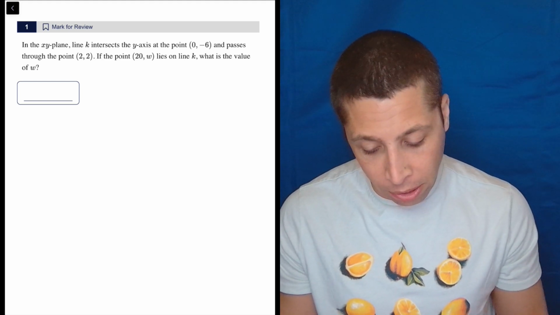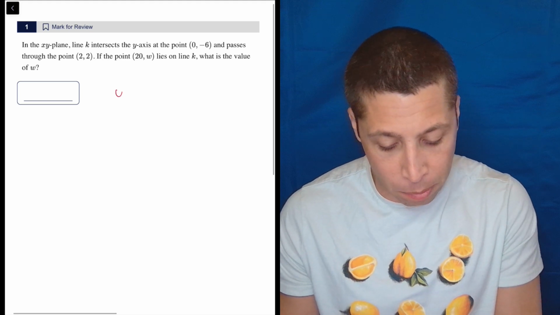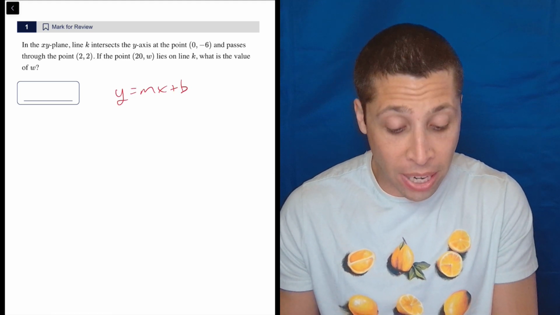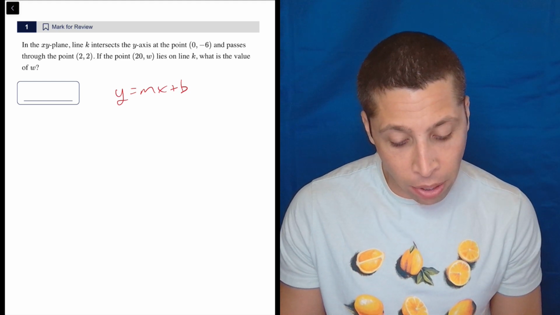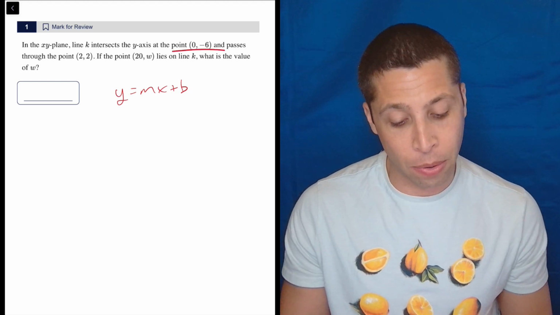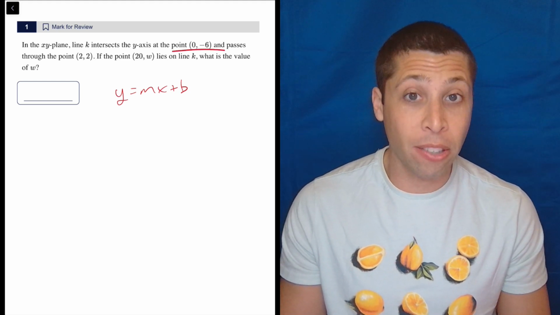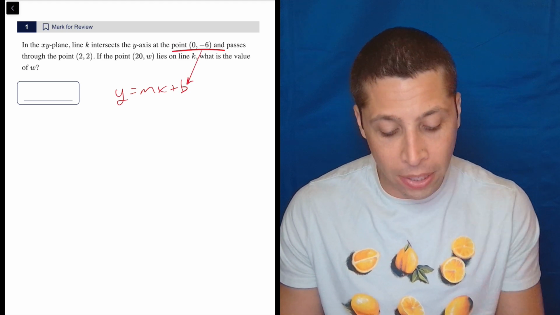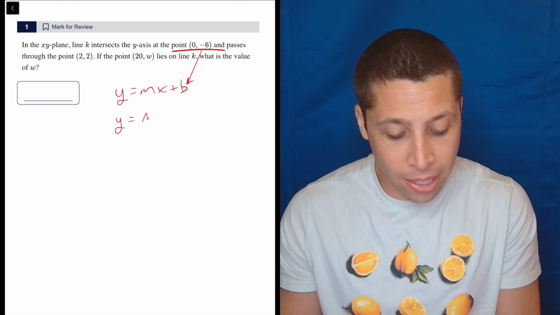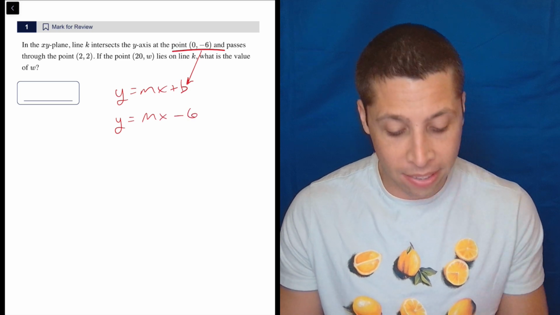So what we're going to do here is we know we have a line, so we're going to write y equals mx plus b on our scratch paper. And then if there's anything we know about that line right away, we should start by filling that in. And lucky for us, we get a y-intercept, okay? So this is the point (0, -6). We always know that y-intercepts have an x-coordinate of 0. That allows us to fill in the b. So now we have y equals mx minus 6.